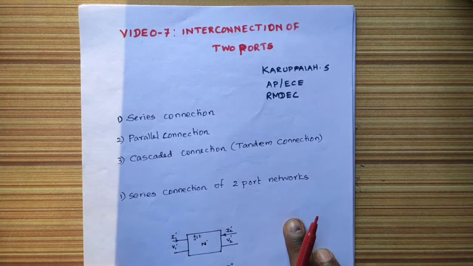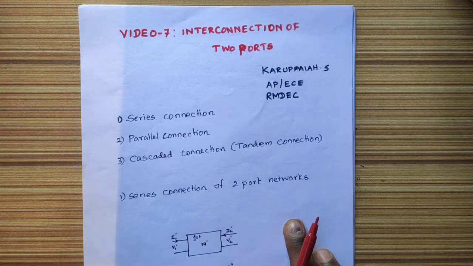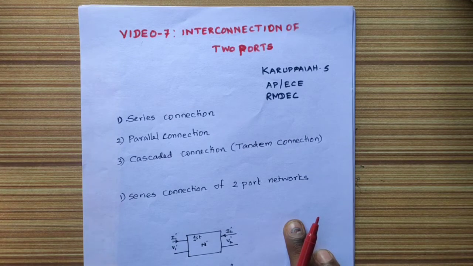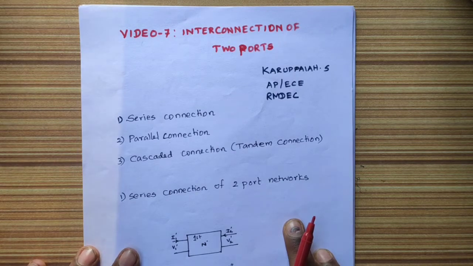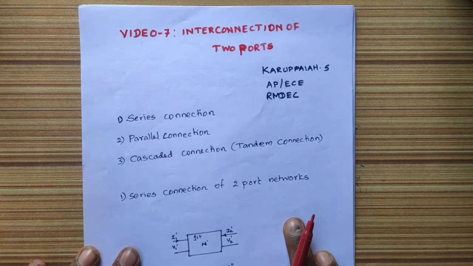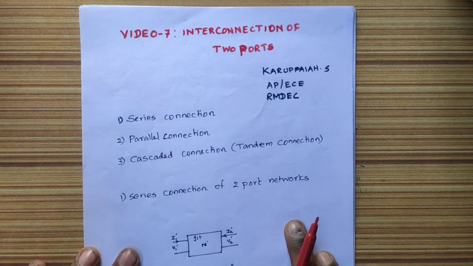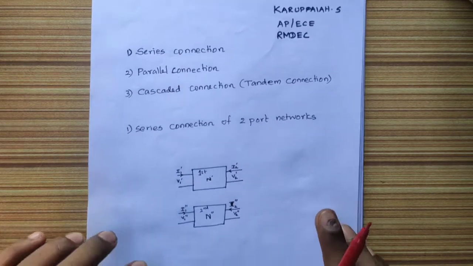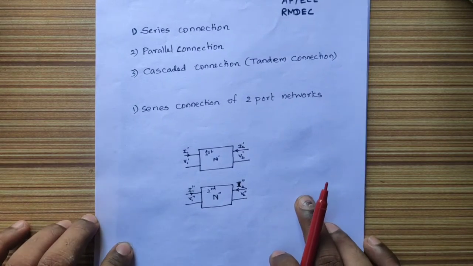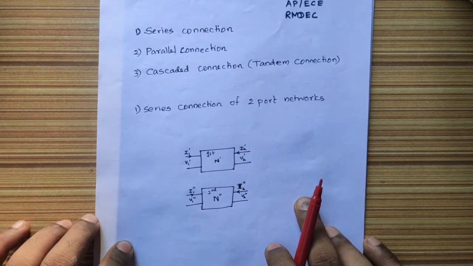In the previous video, we have discussed what is a two-port network and how the two-port networks can be understood using different parameters. The different parameters are Z parameter, Y parameter, H parameter, ABCD parameters. Using these different parameters, we can interrelate the input current, input voltage with output current, output voltage. In this video, I am going to explain how two different networks can be connected in different forms.